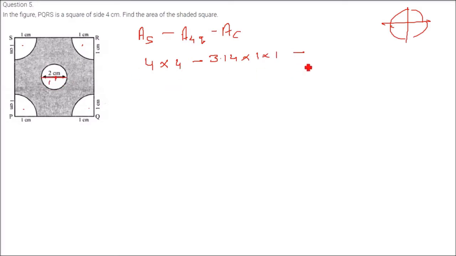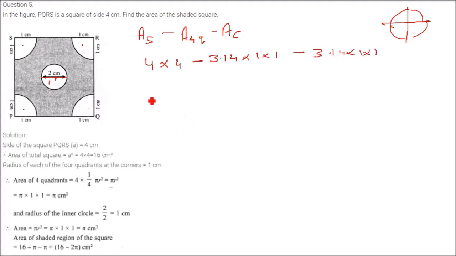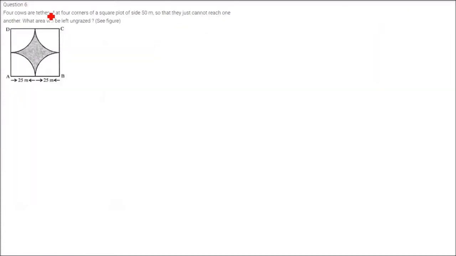What is the area of the circle? See, the diameter is 2, so the radius will be 1. So it will be pi r square, 1 into 1. So what do you get? You get 16 minus pi, and this is also pi. So you can just write it as 16 minus 2 pi. And if you want to compute, just place pi as 3.14, multiply it by 2, and subtract it from 16.